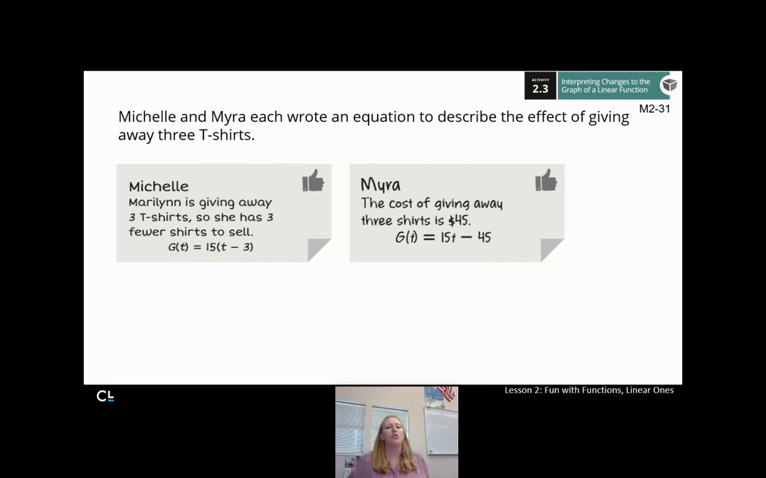Michelle and Myra each wrote an equation to describe the effect of giving away 3 t-shirts. Maryland is giving away 3 t-shirts, so she has 3 fewer shirts to sell. So Michelle thought of it in that way and wrote it as G of T equals 15 times the difference of T and 3. But Myra thought of it as, well, the cost of giving away 3 shirts is $45. So she thought of it as 15T minus 45. So they each wrote an equation and they just had different ways of looking at it.